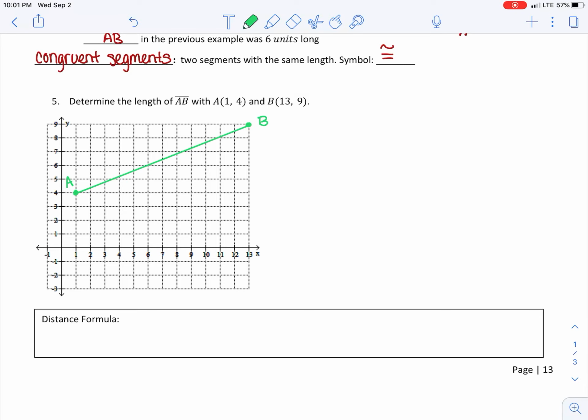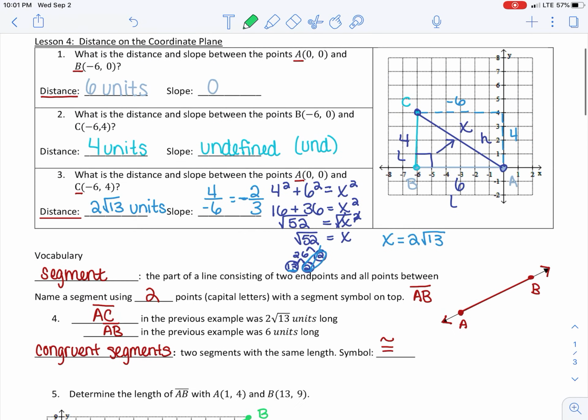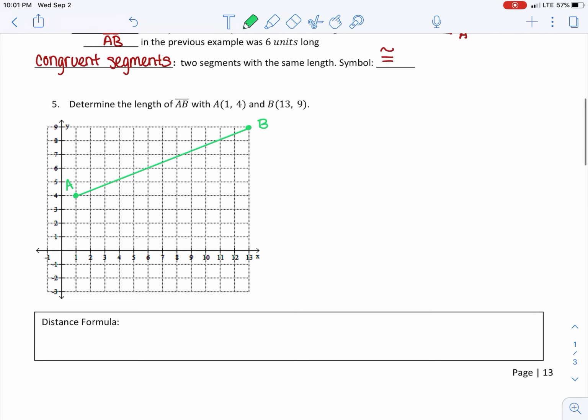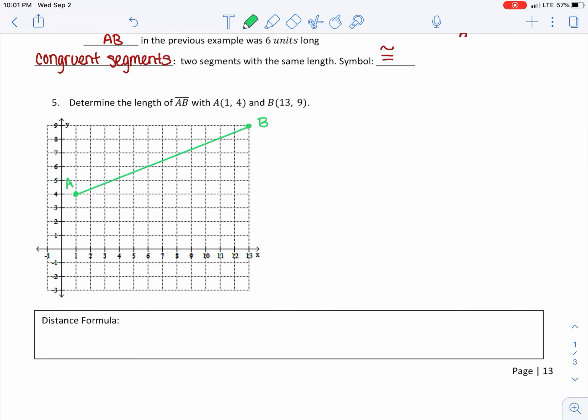We want to find that length. And if you look back up to example 3, we found that length by using the Pythagorean theorem. That's what we did right here. So we're going to do that again. We want to create a right triangle, so we're going to draw in a horizontal line all the way to where we can go up to B, and then draw in that vertical line. We want to count what those side lengths are, because those are going to be the legs of our right triangle. Remember, a vertical and horizontal line create that 90 degree angle, creating a right triangle.